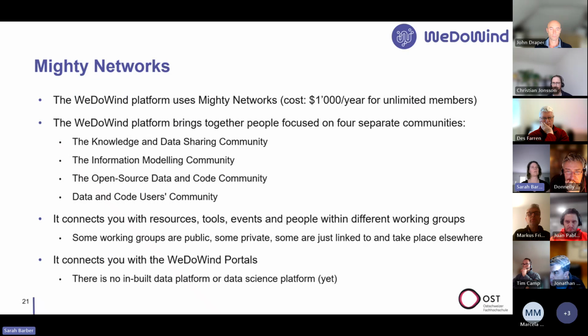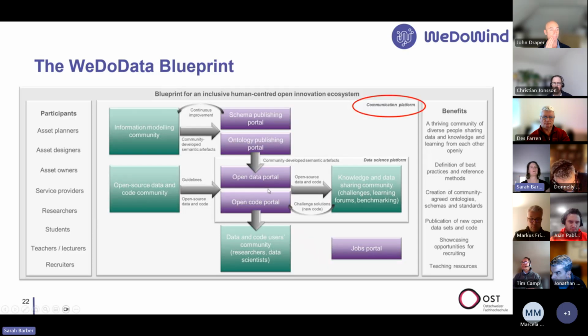And then it connects you with the portals: the Open Data Portal, the Open Code Portal, and the ontology and schema publishing portals. There's no data platform or data science platform within this Mighty Networks platform at all. It's just linked. In the future, we want to integrate things, and we're actually working on that. But at the moment, it's just a place where people come and link to other information. So just to show this blueprint again, the platform itself is this bit here. It's the glue between the whole thing, and it's trying to get people engaged.